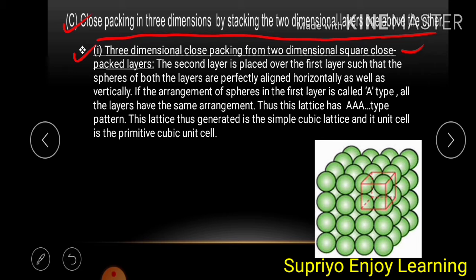The second layer is placed over the first layer such that the spheres of both the layers are perfectly aligned horizontally as well as vertically. If the arrangement of spheres in the first layer is called A-type, all the layers have the same arrangement. Thus, this lattice has A-type arrangement or pattern. This lattice thus generated is the simple cubic lattice and its unit cell is the primitive cubic unit cell.